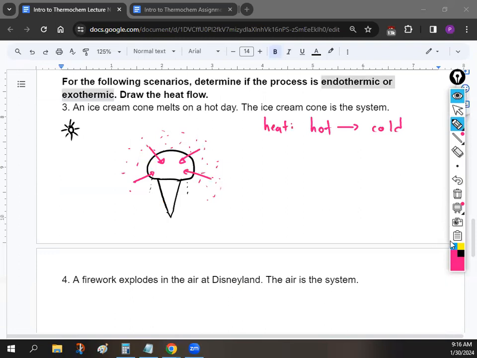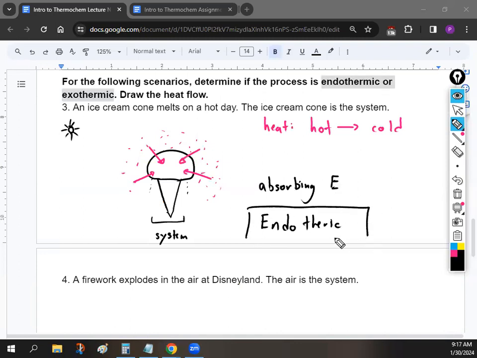Now, we're going to determine if this is exothermic or endothermic. It tells us the ice cream cone is the system. So this right here is the system. And we just need to determine, is the system absorbing energy or releasing energy? We just said, since it's colder, it is absorbing energy, right? And so what type of reaction absorbs energy? Endo or exo? Endo. Yeah. So this is going to be an example of an endothermic process.